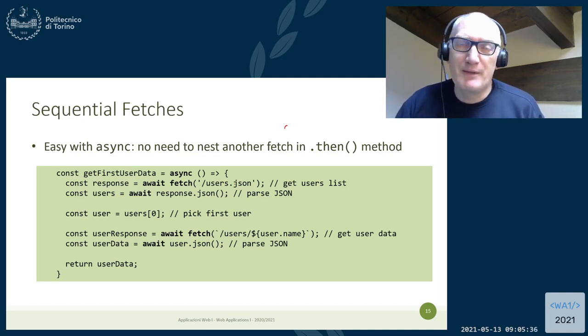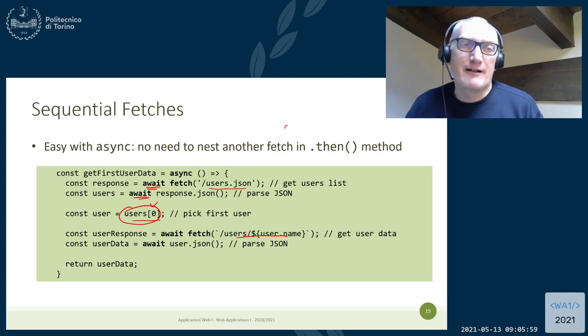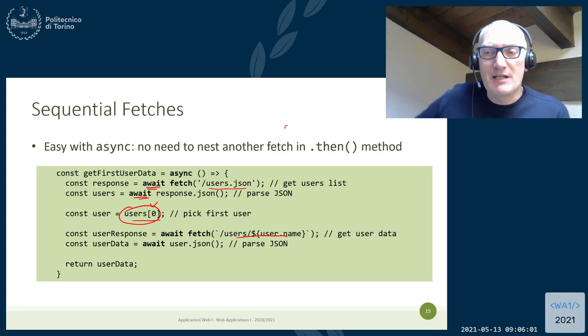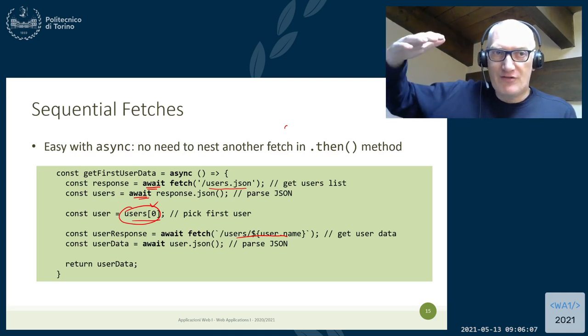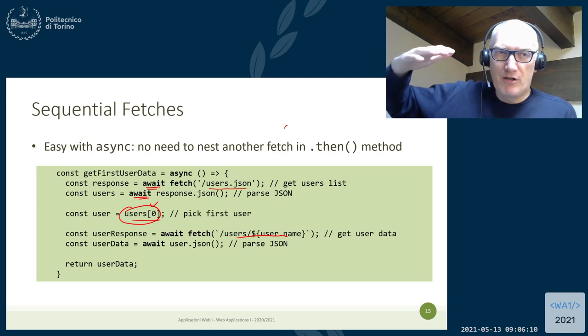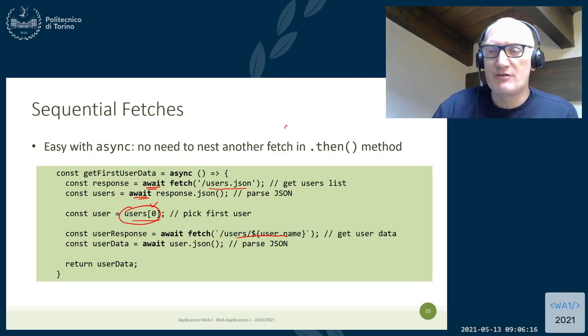For example, in this example, we are trying to get a list of users from an API and pick the first user and get all the details about this user, this specific first user that we have in the table. And of course, before being able to get the information about the user, we need to wait. So I used here the await syntax instead of the then, but it's the same logic. We have to wait until the first fetch is completed, so the promise is resolved, and the body is processed. So also the second promise from JSON is resolved.